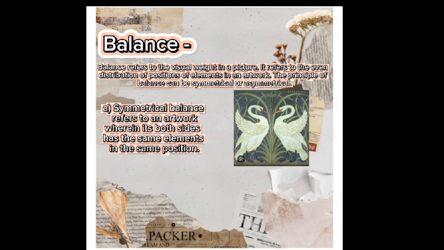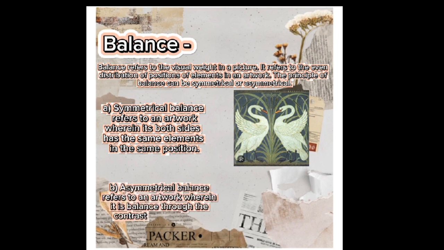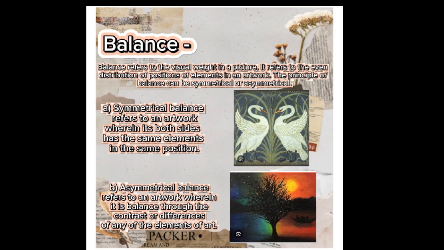nito. Asymmetrical balance refers to an artwork wherein it's balanced through the contrast or differences of any of the elements of art. Asymmetrical balance, on the other hand, involves distributing elements unevenly but still achieving equilibrium through various means, such as contrasting colors, size, or textures. It's like balancing a large object with several smaller ones on the other side. So, ito ay hindi formal na balanse, magkaiba ang itsura na makikita sa kaliwa at sa kanang bahagi nito.